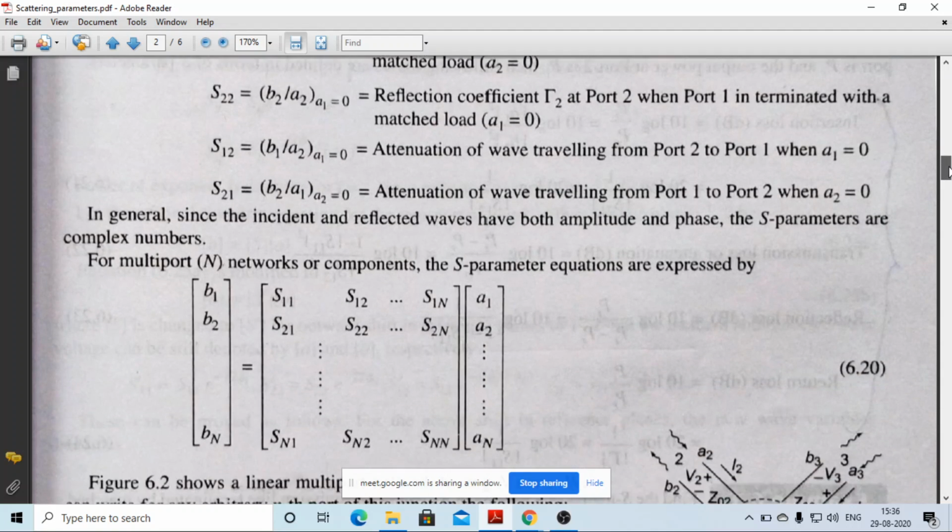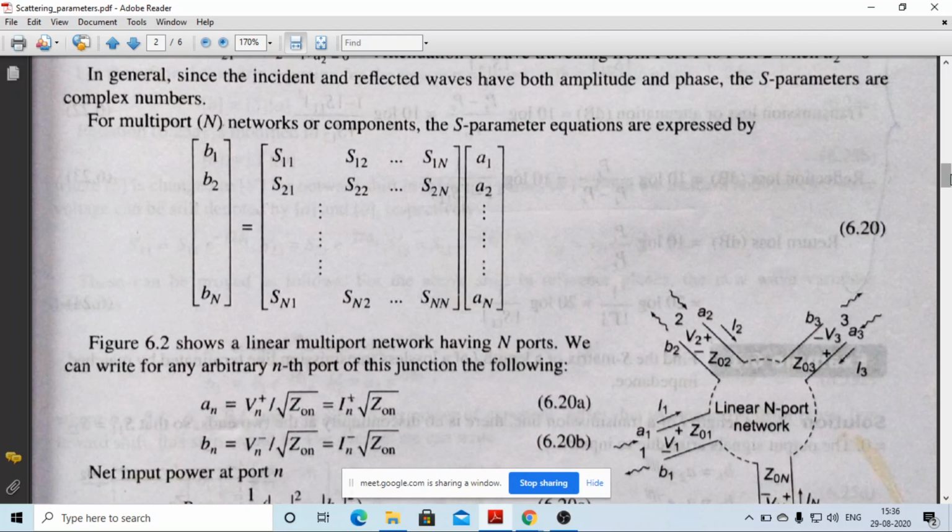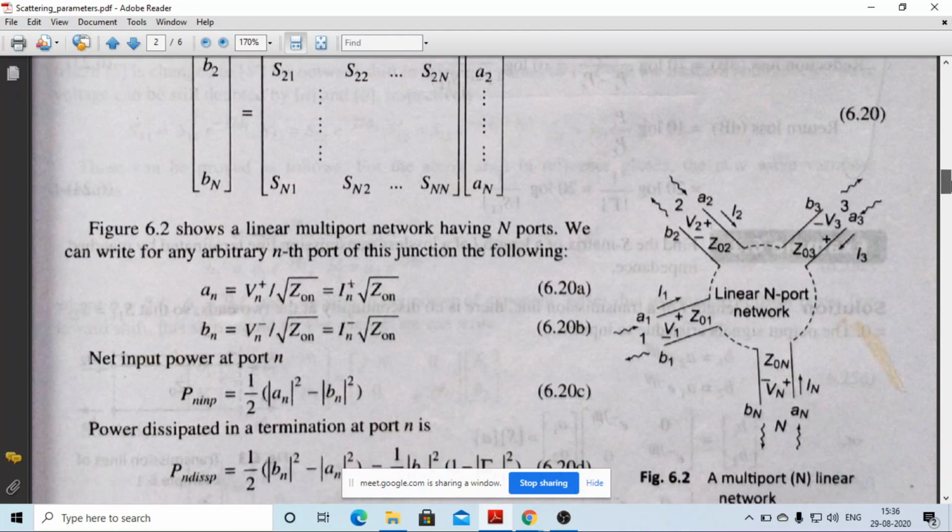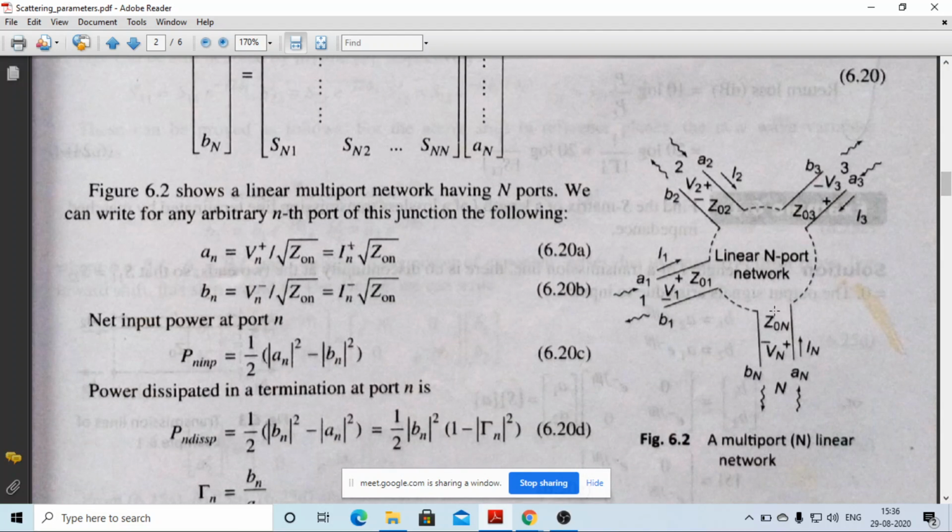It can be extended up to the nth port. For the nth port, it is B1, B2 up to Bn and A1, A2 up to An. Now see, there is an example of a multi-port linear network. Here you can see that it is an nth port network.